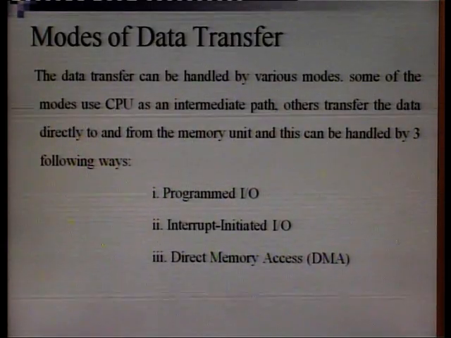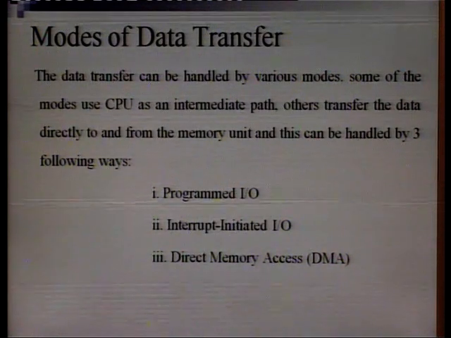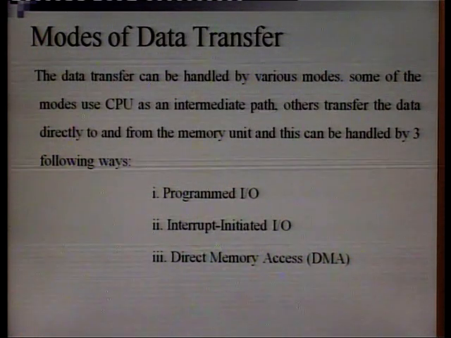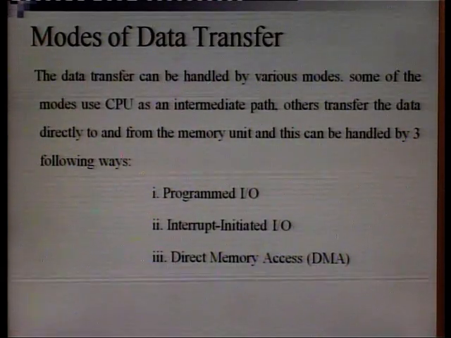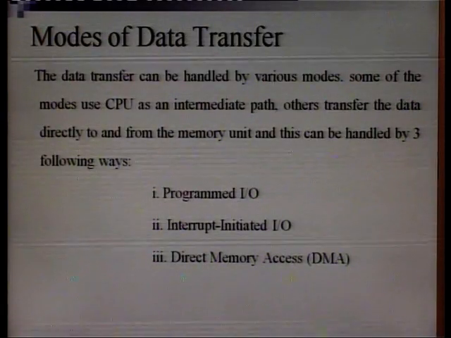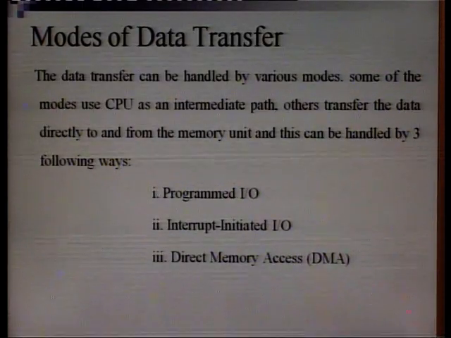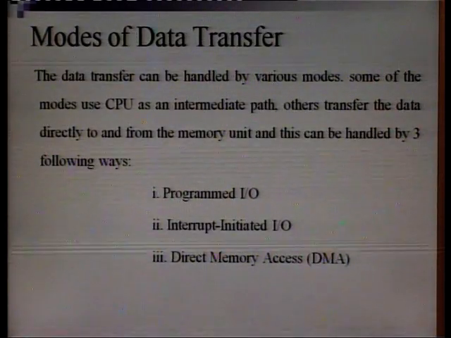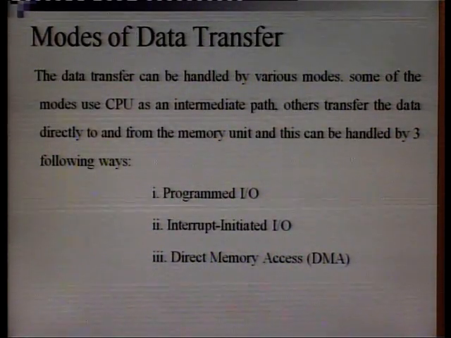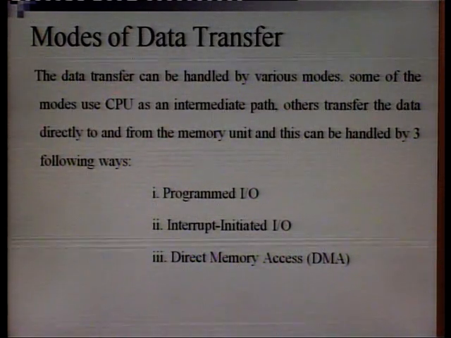The data transfer can be handled by various modes. Some of the modes use the CPU as an intermediate path, and others transfer data directly to and from the memory unit. This can be handled by three methods. First is programmed input output, second is interrupt initiated input output, and third is DMA, that is direct memory access. The first two methods use the CPU as the intermediate path, but the third method, direct memory access, directly accesses the memory unit.